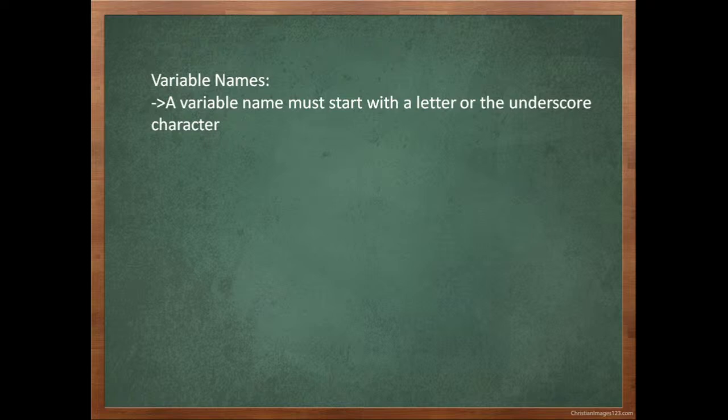Now I will talk about variable names. There are some rules to declare variables in Python, as with any other programming languages. In Python, a variable name must start with a letter or underscore. An alphabet letter. It must start with an alphabet letter or an underscore character. A variable name cannot start with a number. It will throw an error if you start a variable with a number.